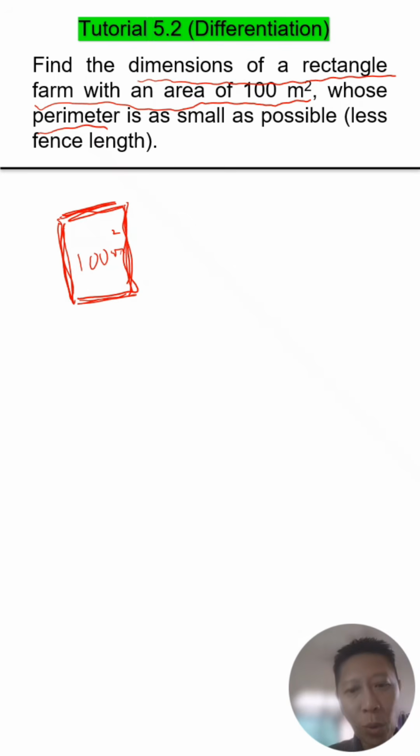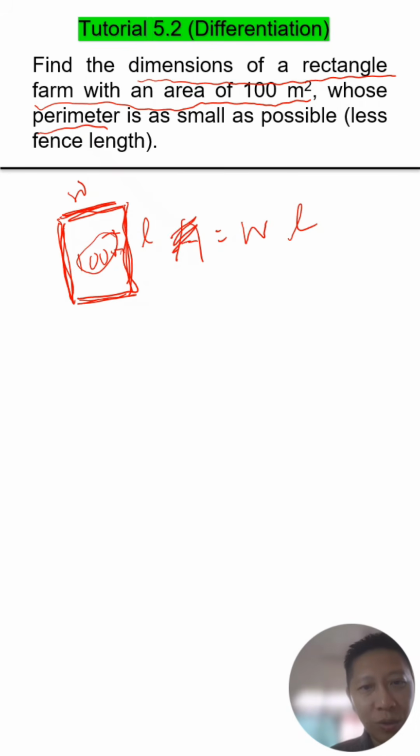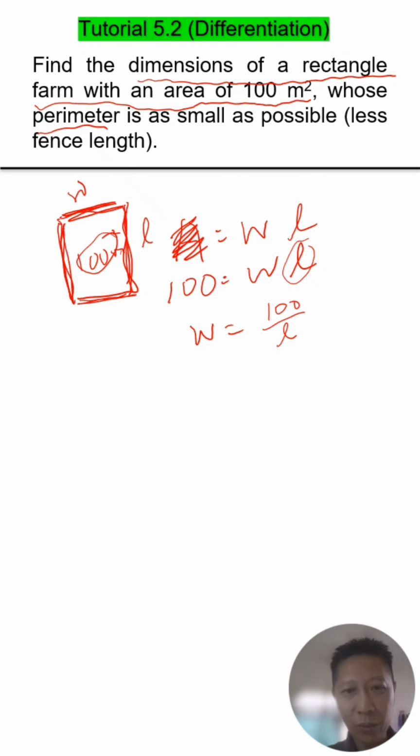For this problem, we don't know the width and we don't know the length of the farm. This means that we need to write them as unknowns, W and L. Area equals the width times the length. We know the area is 100, so we replace area with 100. In order to proceed further later on, we are going to make one of the variables the subject. Let's say we make the width the subject: width equals 100 divided by the length. We have the first relationship between the width and the length.